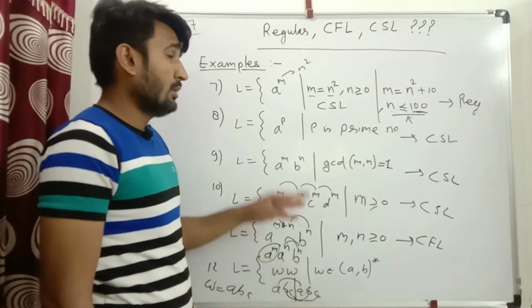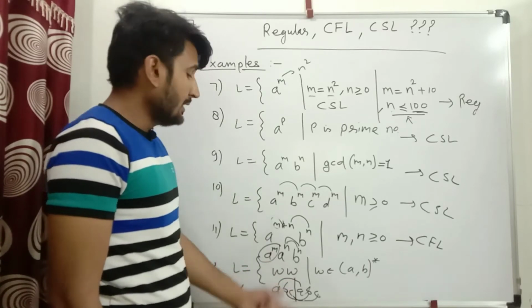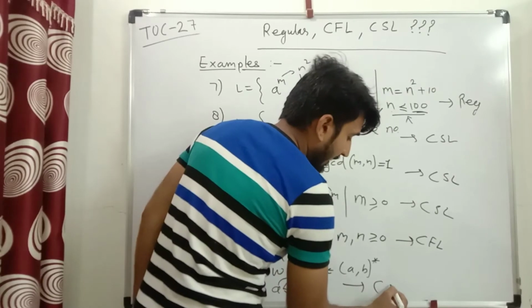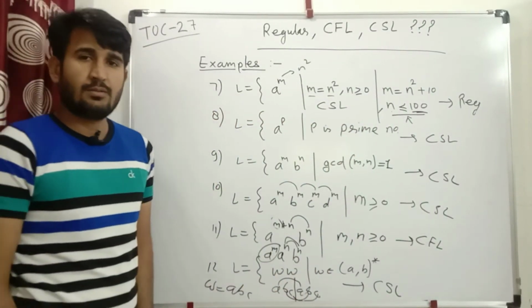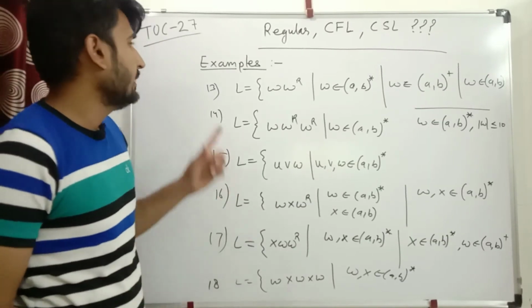I already told in a previous video what type this given language is. This is CSL. Direct comparison can't be done with CFL. This is CSL. Okay, take all this. Now take another example also.